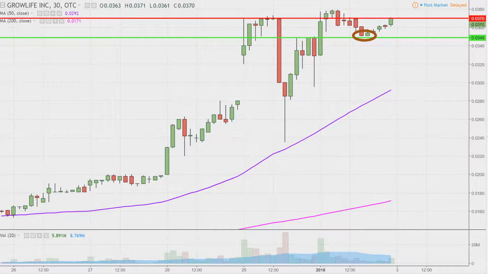But taking a step back, looking at the big picture of the chart, the overall trend, yeah, staying above 0.035 is preferable. But from the big picture, as long as the price stays above that 50 period simple moving average, that purple line there, then overall the bulls are in full control of the trend.